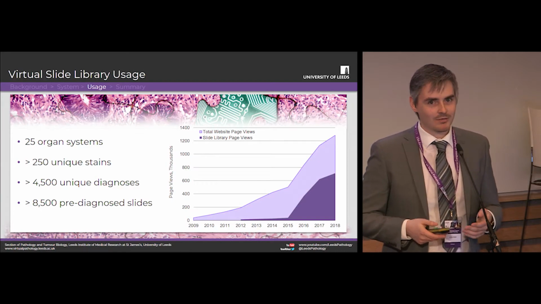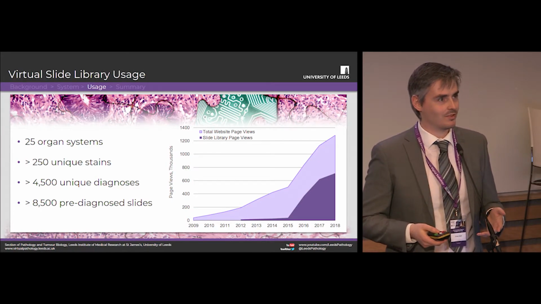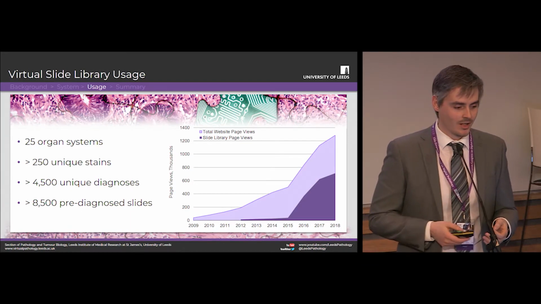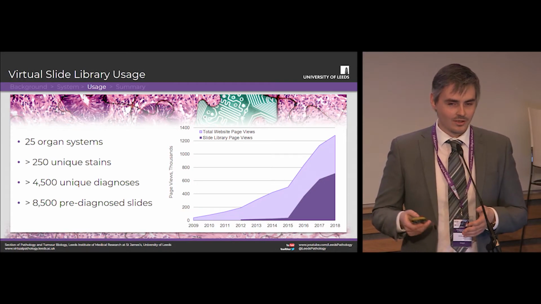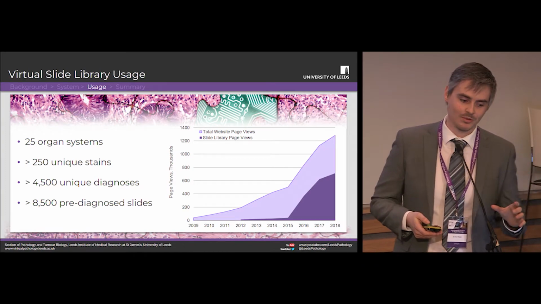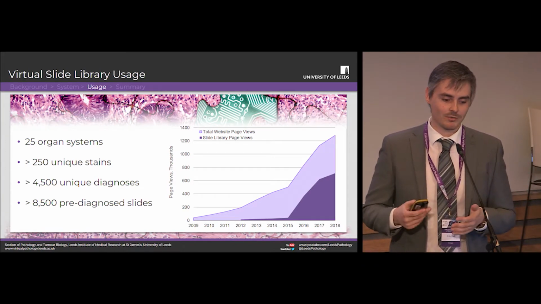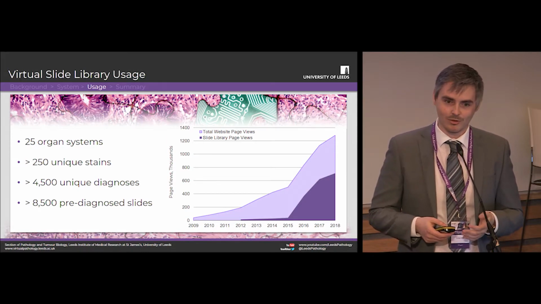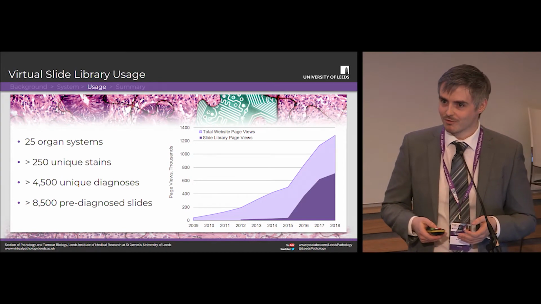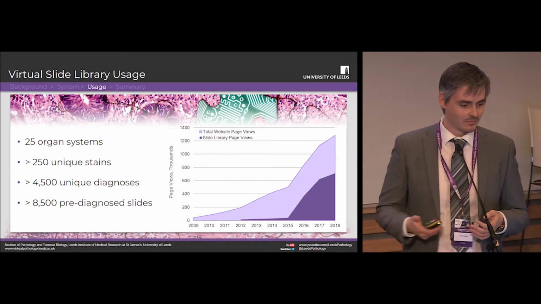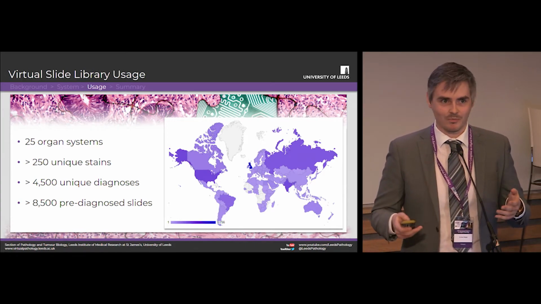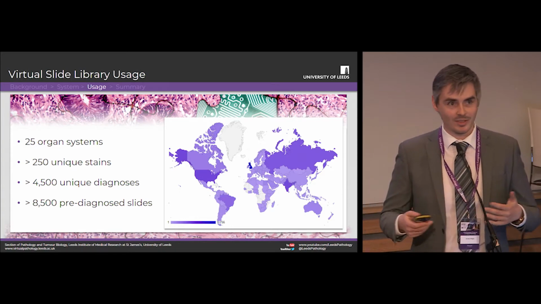So the system itself, we've got 25 different organ systems there, over 250 unique stains, and over 8,500 pre-diagnosed slides in the system. The graph on the right shows the usage statistics of the website, and the slide library, the light purple area, represents about 55% of all of our web traffic, which is about 700,000 page views per year. And that heat map just shows that it's being used globally, so it's a useful resource to people in other countries.